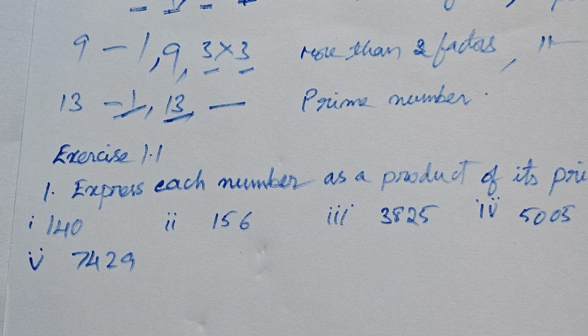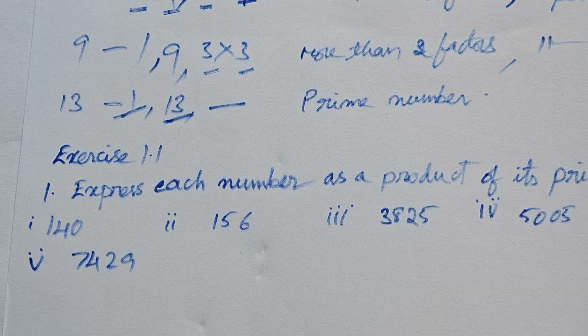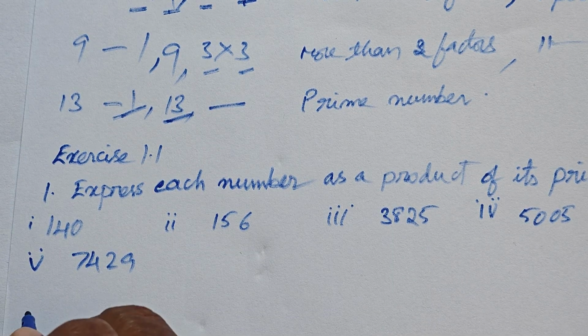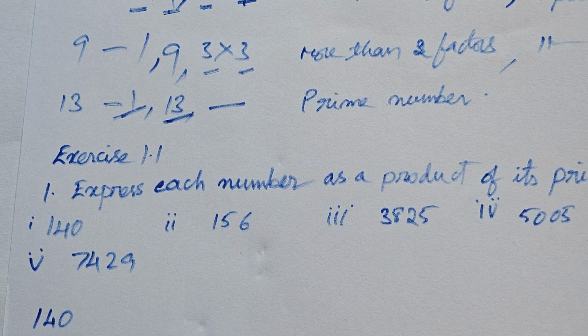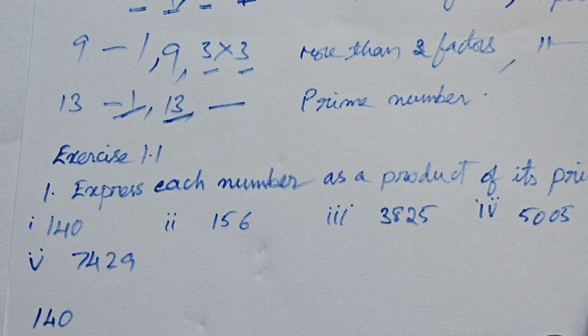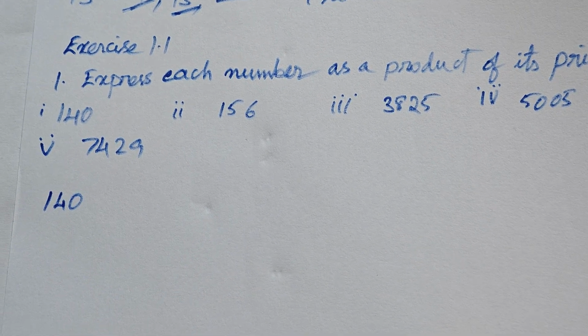Okay, in exercise 1.1, the first question is about finding the prime factors in each of the given numbers. So the first one is 140. We have clearly said any number which is ending with 0 is divisible by 10. Okay, and he didn't ask just to express whether it is a prime number or composite number. It is not the question. The question is to find those prime factors.